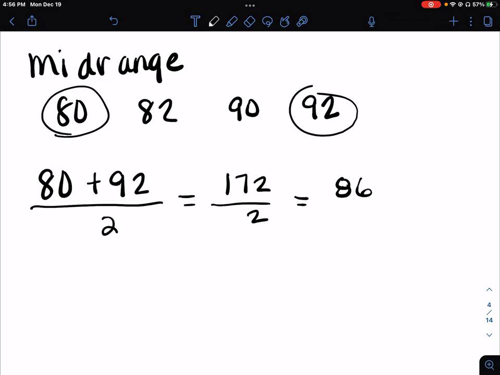Okay, the mid-range is to average the high number and the low number, the biggest and the smallest. Okay, always make sure that they're in order when you're looking for numbers, like being the smallest or the largest. Always make sure they're arranged in little to big. Okay, so you just average those two, which means add them and divide by 2.